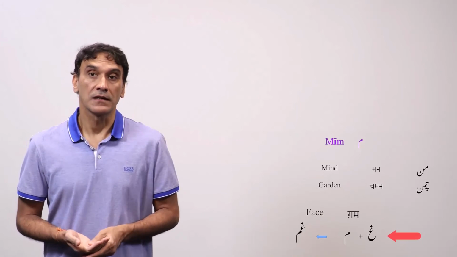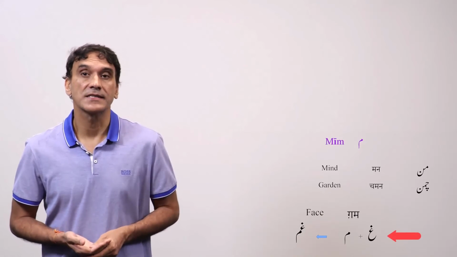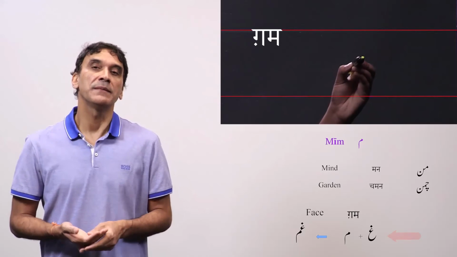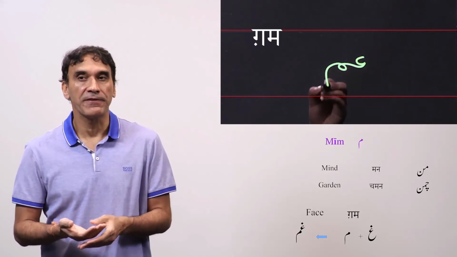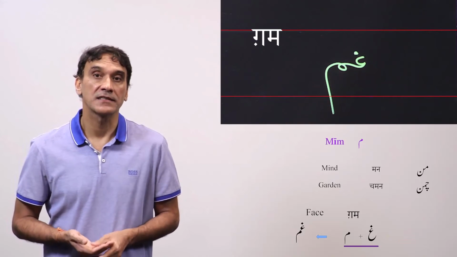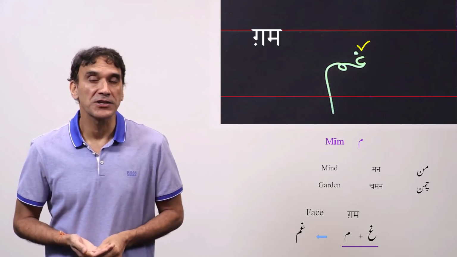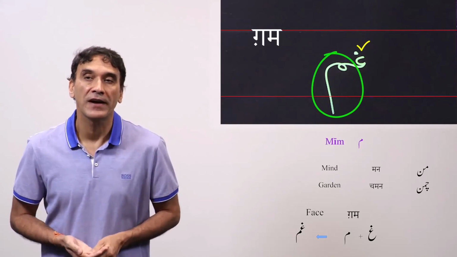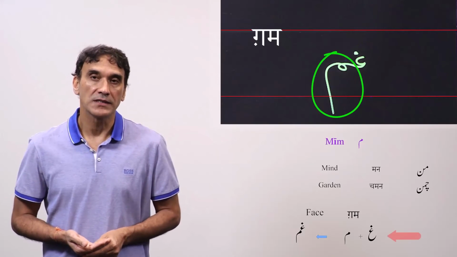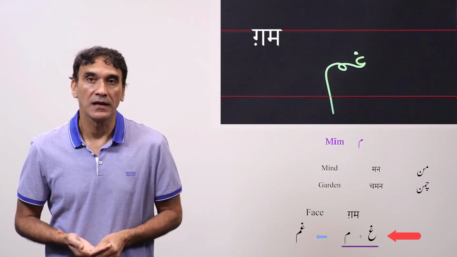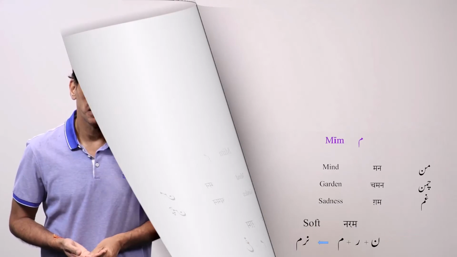The next word is gham, meaning sadness, sorrow. Here mim comes as the final letter and takes the final shape. The spelling is ghain plus mim. The first letter ghain will take the initial form and will be connected to the final form of the letter mim. So ghain plus mim, gham.